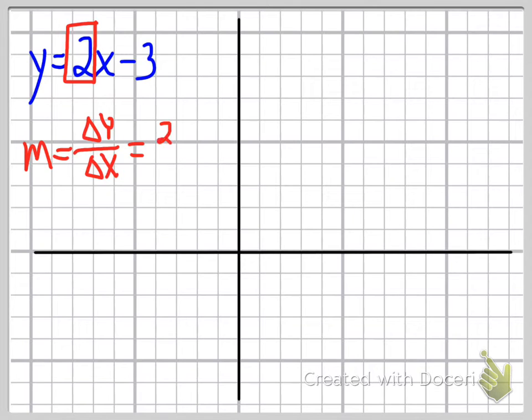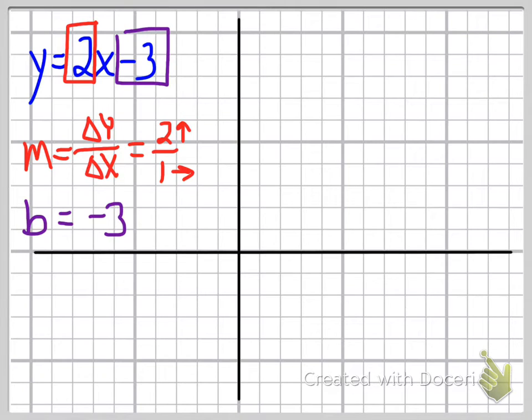And 2 can be written as a fraction as 2 over 1. So my change in y is a positive 2, which is going up 2, divided by a 1, which is to the right 1. My y-intercept, or the b value, is always the number that is added to x. In this case, it is negative 3. Once I have this information, I am now able to go through and graph the line.